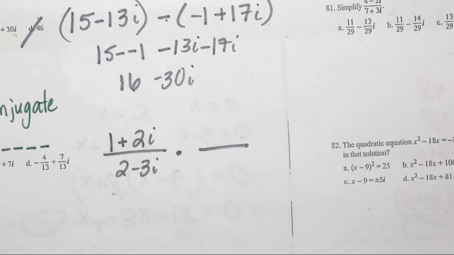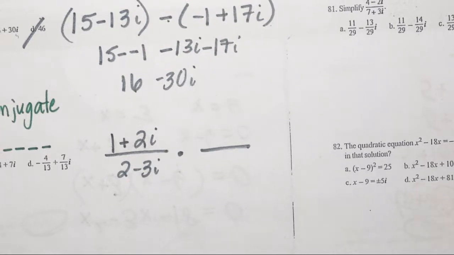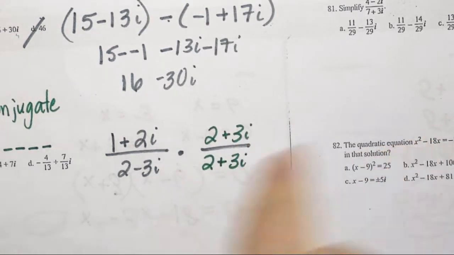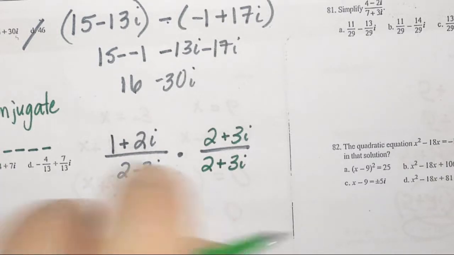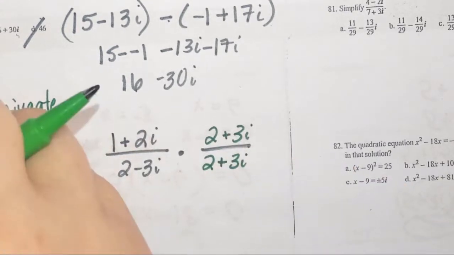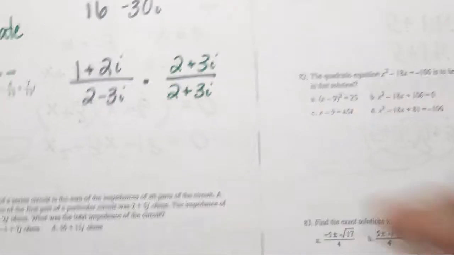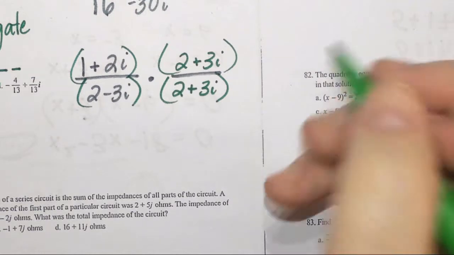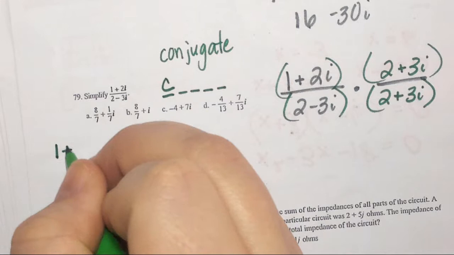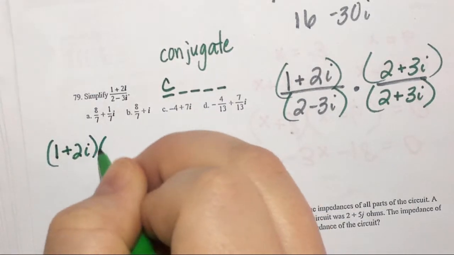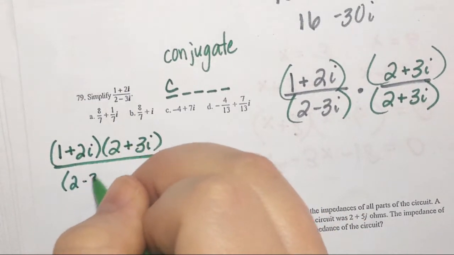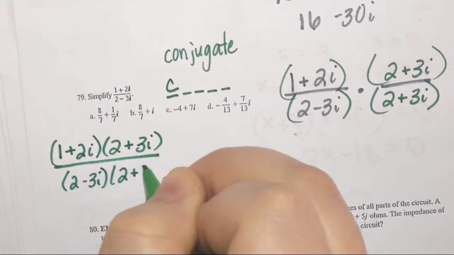What is it for this problem? It's the denominator, but with an opposite sign. So our denominator was 2 minus 3i. We're still using the 2 and the 3i, but instead of the minus, we're using a plus. We're going to have to FOIL in the numerator and in the denominator. It's going to end up being a lot prettier in the denominator. So I'm going to write it down again underneath and work it all out. 1 plus 2i, 2 plus 3i, over 2 minus 3i, 2 plus 3i.